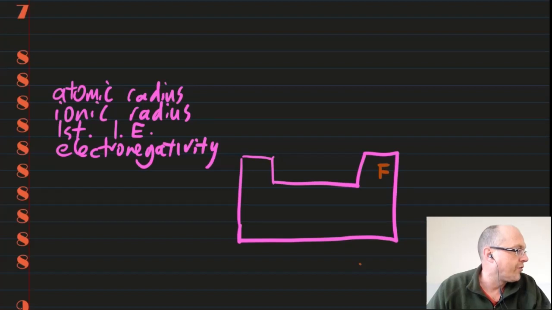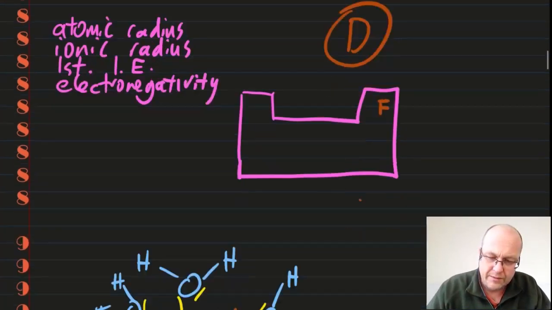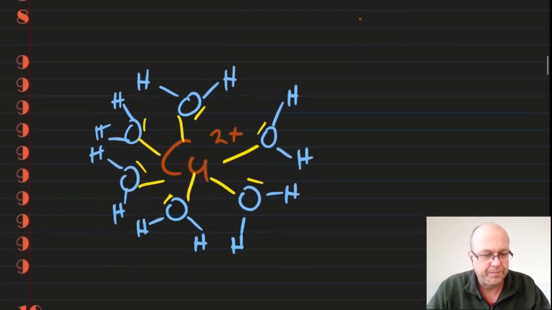So as you go down the group, it decreases, correct? And across the period left to right, it increases. Oh, that's it. Oh, that's easy. So 8 is D. Is it? Yeah. Nice. Yeah, always check for the easy one.